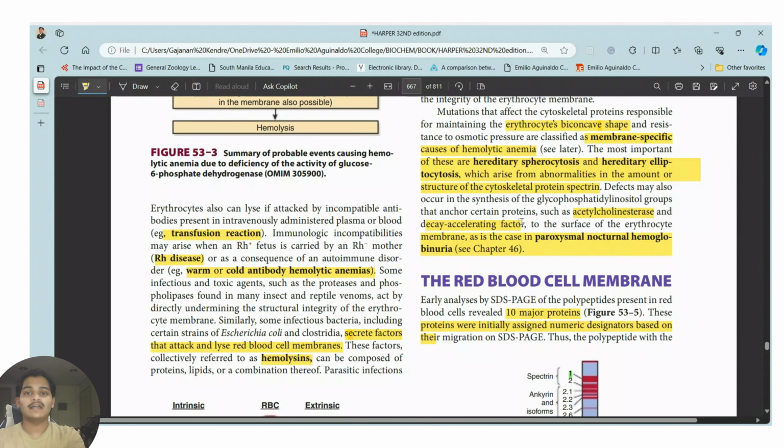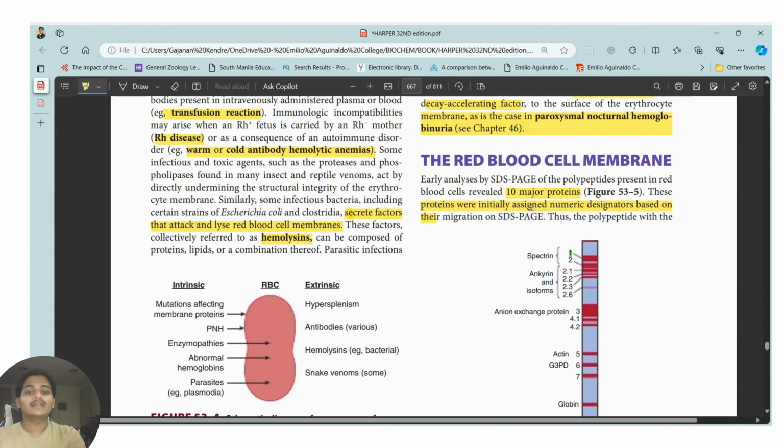The complement system is an immune system which will counter microbes and some pathogens trying to enter the red blood cell. Failure to do so will cause paroxysmal nocturnal hemoglobinuria. Then, red blood cell and its membrane.